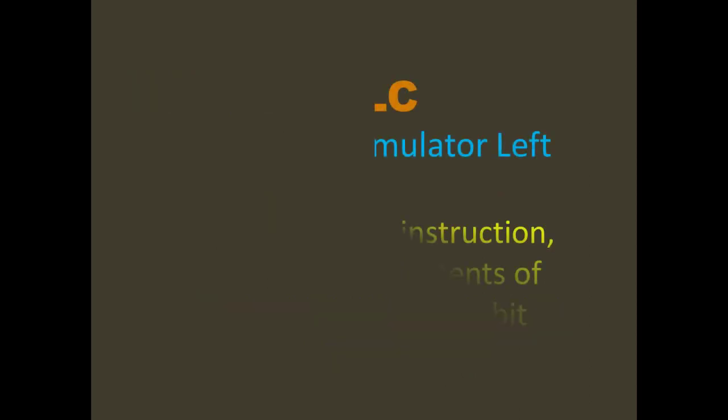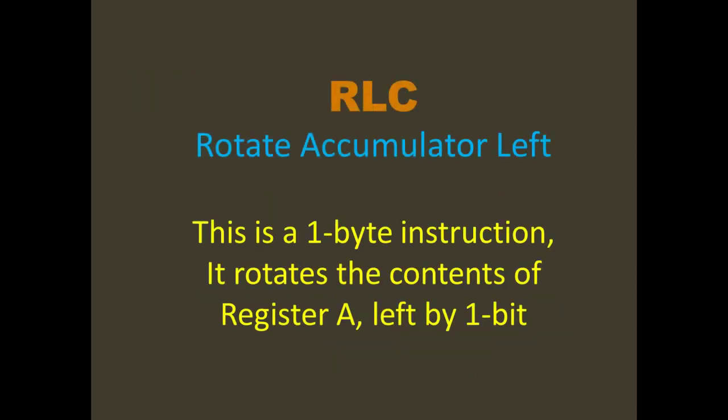So let us first see the RLC instruction, that is the rotate accumulator left. So this is a 1 byte instruction. It rotates the contents of register A left by 1 bit. So we will take some data in register A that will be in hexadecimal, and we will denote it in binary notation also. So A contains 1 byte data and we will denote it in bits in these different columns. You can see this.